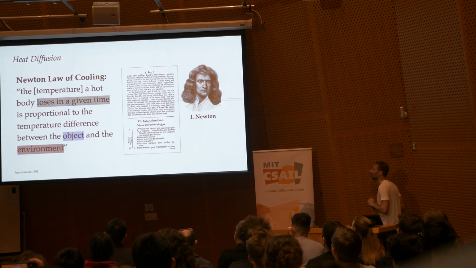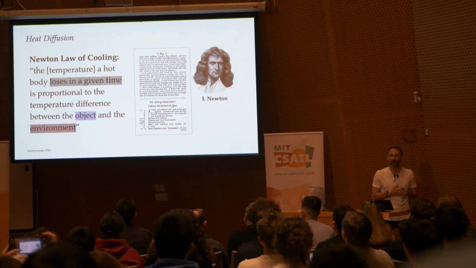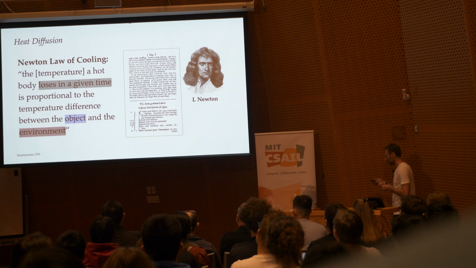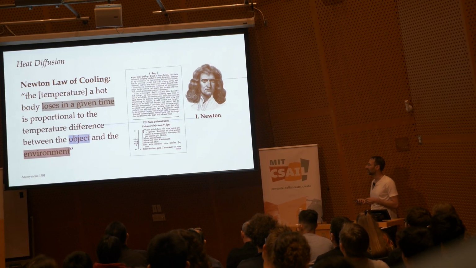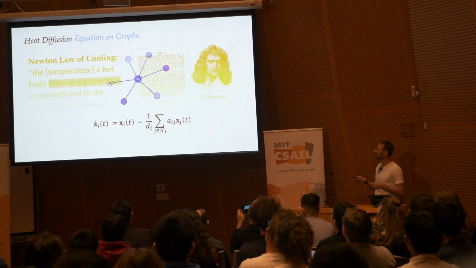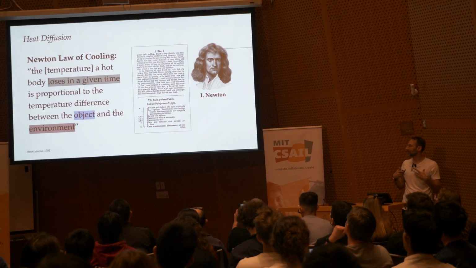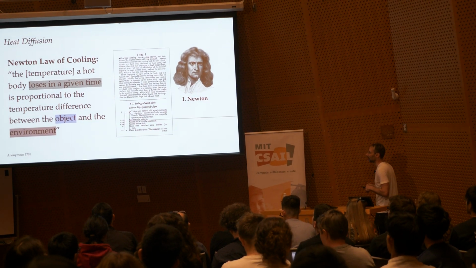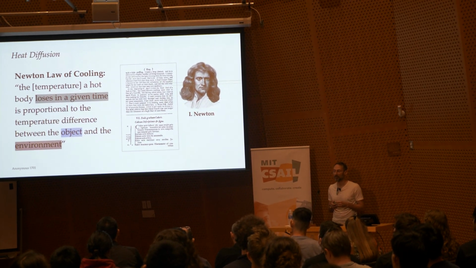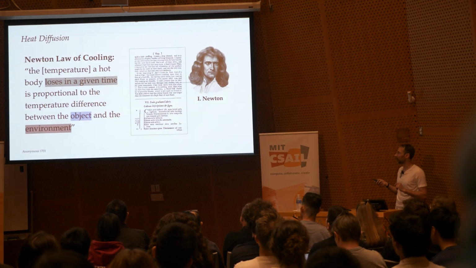heat diffusion in particular. And this was really one of the first mathematical phenomena, or physical phenomena, that was formalized mathematically by none less than Sir Isaac Newton himself. So in a paper that he published anonymously in the Transactions of the Royal Society, he described what nowadays we know as Newton's law of cooling, that tells you that the temperature of a hot body that it loses in given time is proportional to the temperature difference between the object and the environment. Right? And basically he described an experimental setup and a mathematical model that captures this phenomenon.